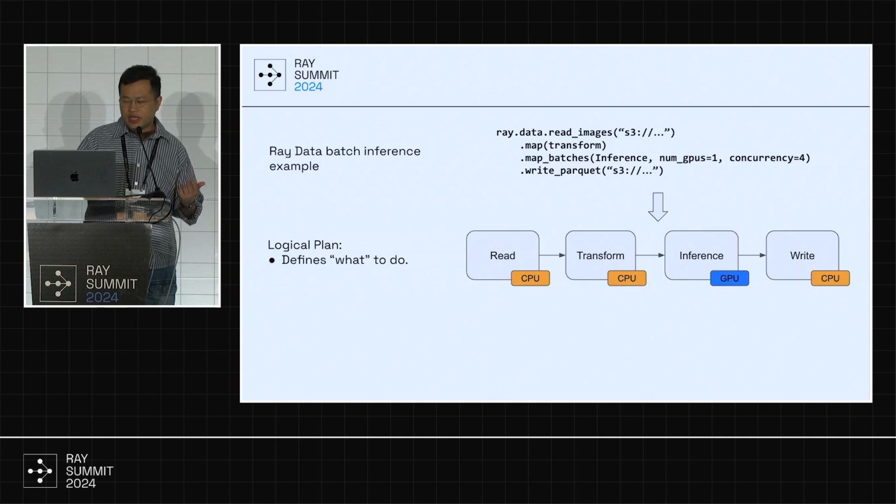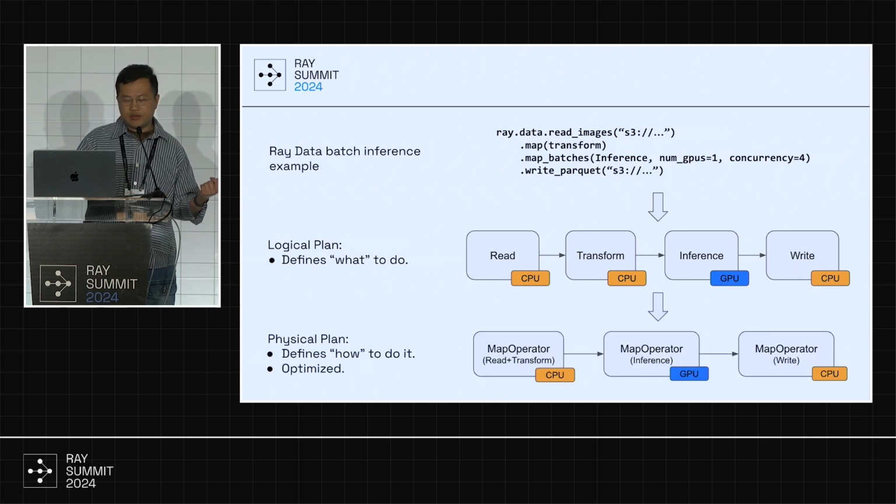And the next thing Ray Data will do is convert the logical plan to a physical plan. Basically, a physical plan consists of multiple physical operators that define the concrete implementation of how to process the data. Also, by converting the logical plan to a physical plan, the plan will also be optimized. For example, in this case, we can fuse the read and transform together as one single physical operator because they both only use CPU resource.